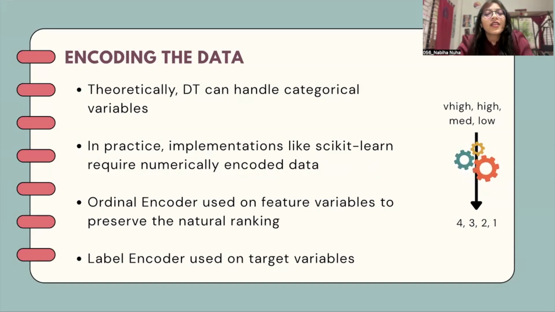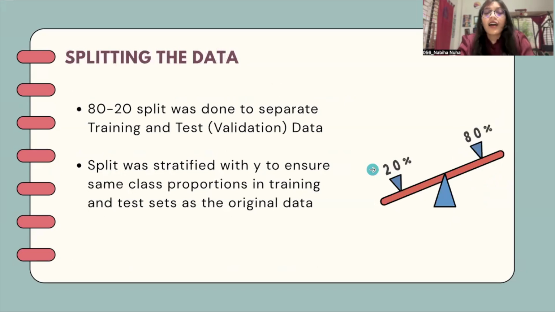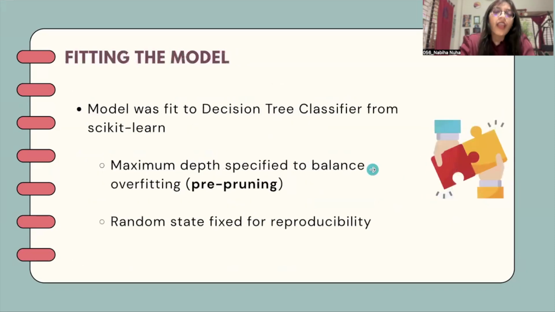So we encoded the features using ordinal encoder to preserve the natural ranking and just used label encoder on the targets. An 80-20 split was done for training and test data sets with Y stratification to preserve class proportions. And finally, the model was fit to our classifier with maximum depth specified. Now, this is the type of pre-pruning done to balance overfitting.